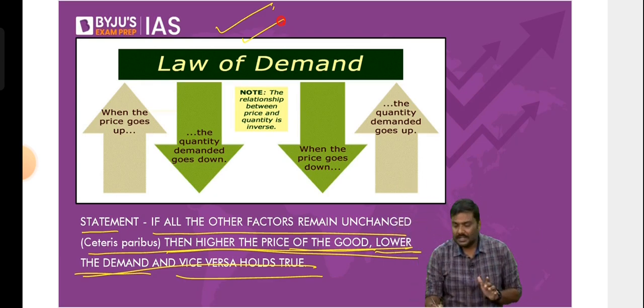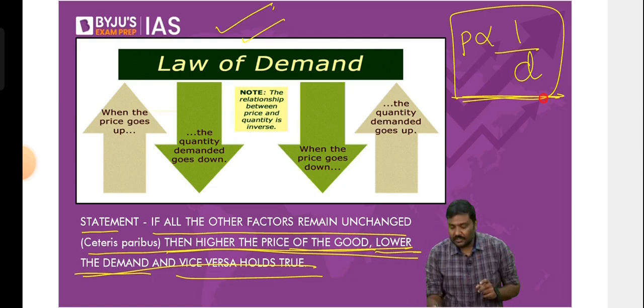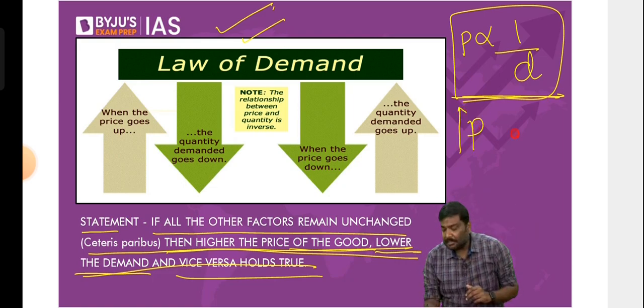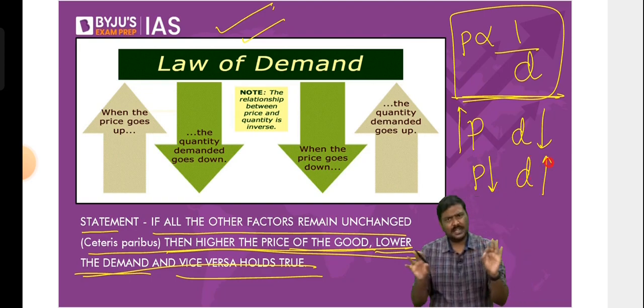But how will it change? Simply remember, price is inversely related to demand. That is, if the price of the product moves upwards, the demand will go down. And if the price of the product goes down, demand for the product will go up. Is it okay? I'll repeat it again. Simple concept. Don't complicate things here.